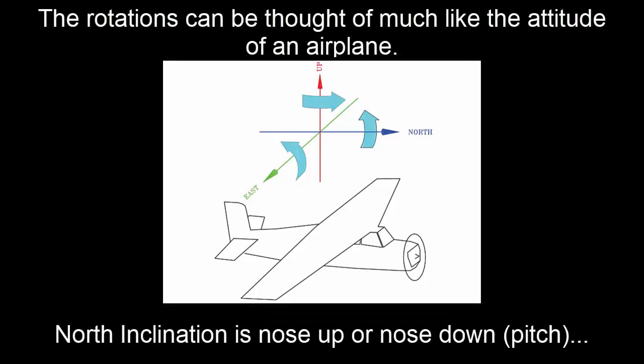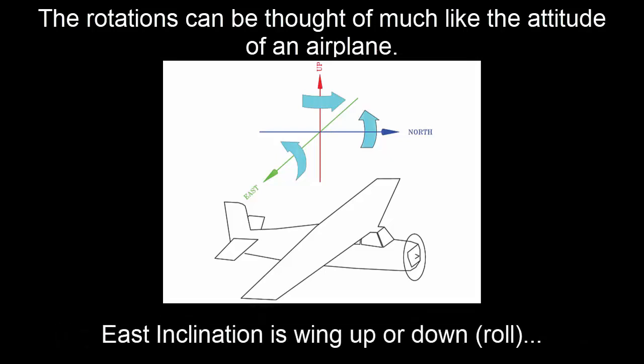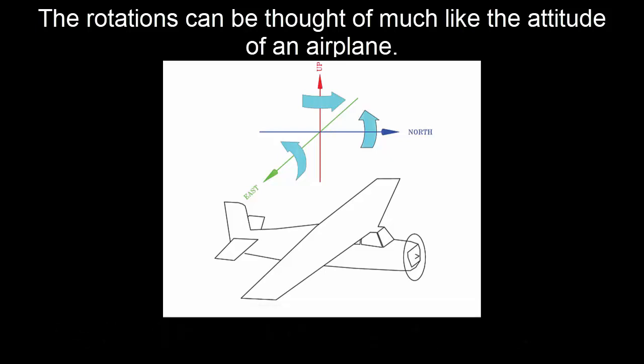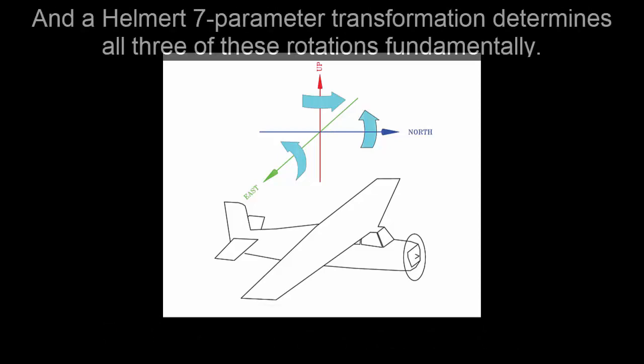The rotations can be thought of much like the attitude of an airplane. North inclination is nose up or nose down, pitch. East inclination is wing up or down, roll, while rotation is left or right, yaw. And a Helmert 7-parameter transformation determines all three of these rotations fundamentally.